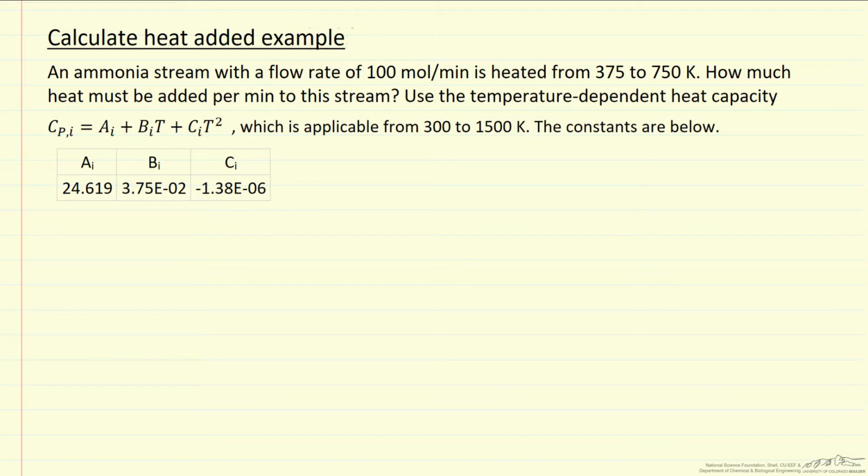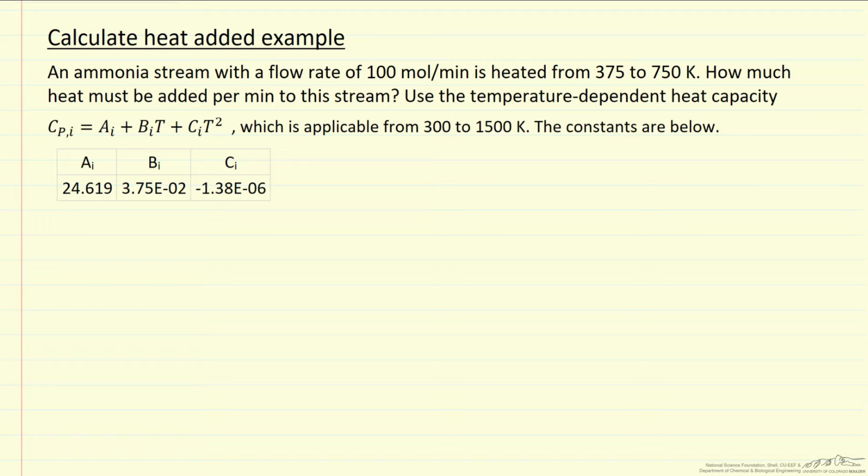In this example, we're going to heat up an ammonia stream from 375 to 750 Kelvin. And the question is, how much heat must we add to the stream per minute if we're flowing at a rate of 100 moles per minute? We want to use temperature-dependent heat capacities.